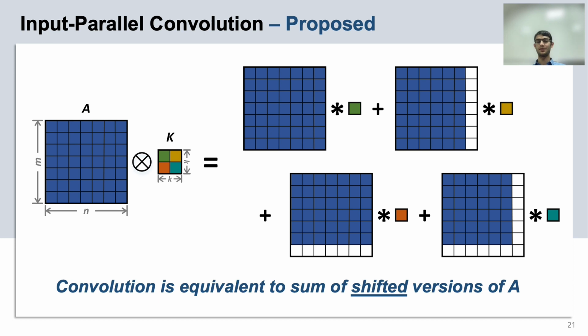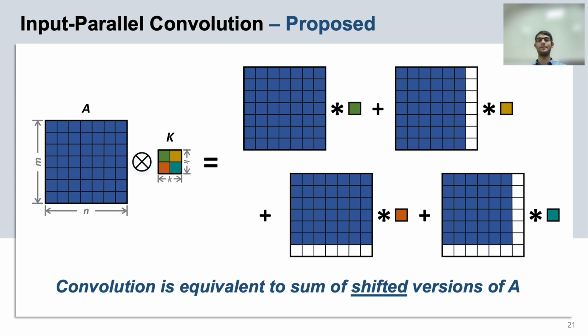For example, start by taking all of A and multiplying it by the top left element in K. Then take all of A but shifted leftwards, multiplied by the next element in K, and so on. This idea is much easier to parallelize because we're always taking an entire matrix and multiplying it by a single element. And also the shift operations are much simpler because we're shifting the entire matrix at a time.